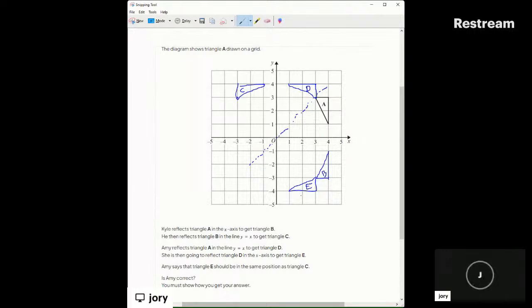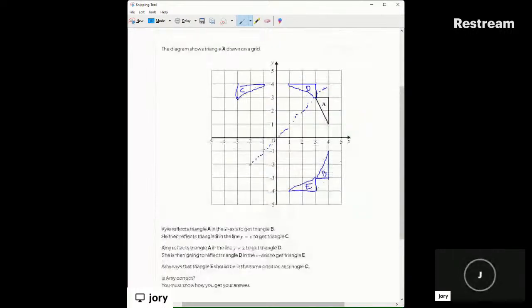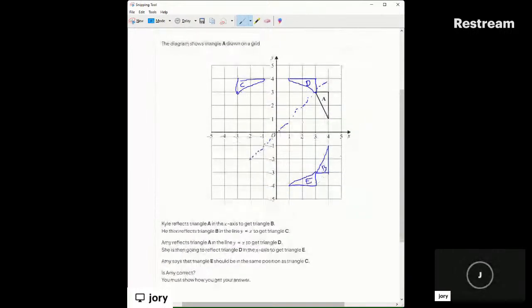Okay. Amy says that triangle E should be in the same position as C. No, she is not correct. Here is my answer. This is how I showed, okay? E is not on C, obviously. If she did it again, no, that wouldn't work. If she had, instead of doing it on X, did it on Y, then it would have worked. The answers.